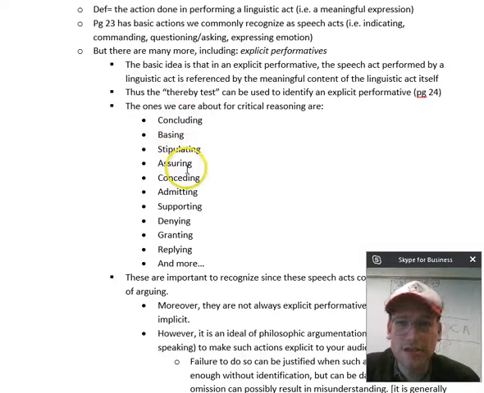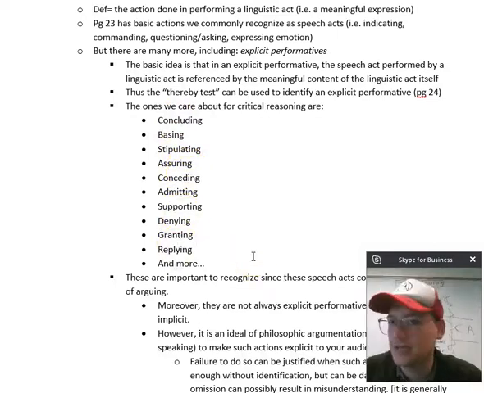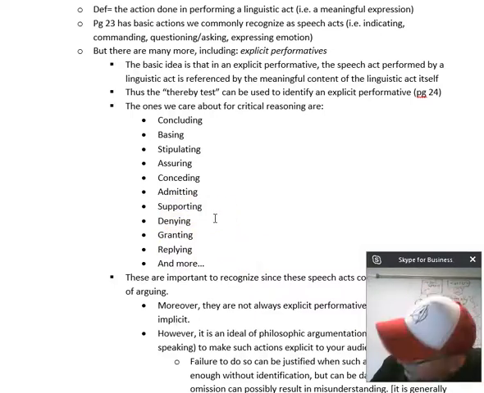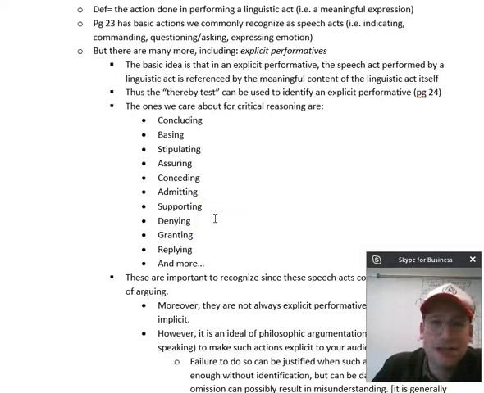Concluding, basing, stipulating, assuring, conceding, admitting, supporting, denying, granting, replying, in the sense of argumentative replying, like replying to an objection, and tons more. And in the next unit, in the Chapter 3 unit, we're going to talk about some really noteworthy performatives or speech acts that are a part of arguing. I'm going to call them maneuvers. They're like things people do as a part of the game of debate. They're moves in that game. So we'll be bringing this back. This stuff is not just going to be for this unit, but it'll set up some stuff we'll be talking about in the future.